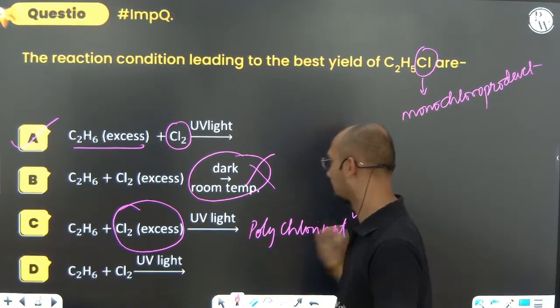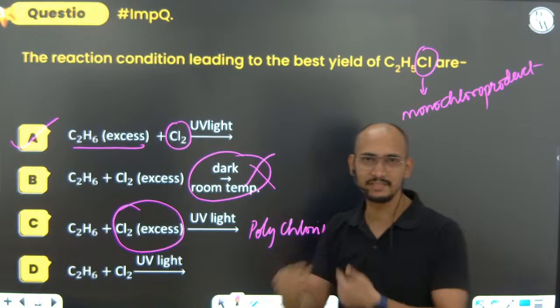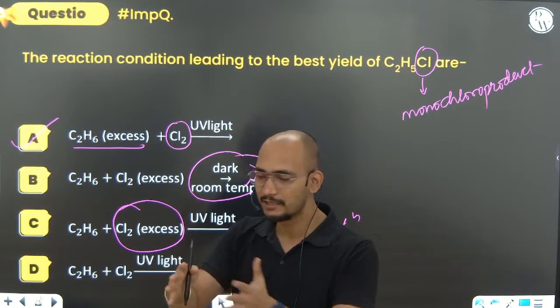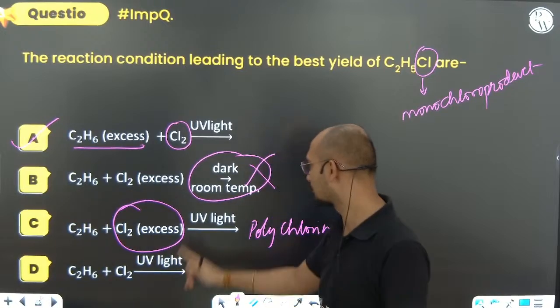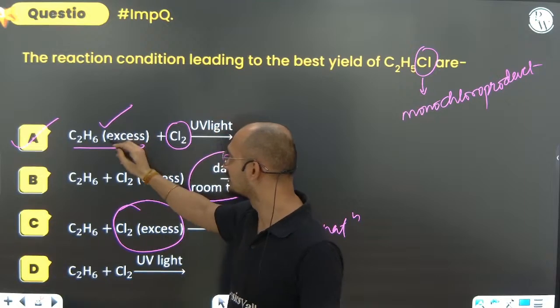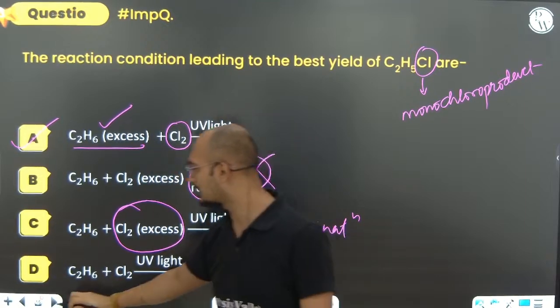Polychlorination will take place, because the whole reaction is a stepwise chain reaction. One after another, it will keep on making more and more chlorination. So here polychlorination will take place. But we want monochlorination. In such a case, this is taken in excess and chlorine is taken as the limiting reagent.